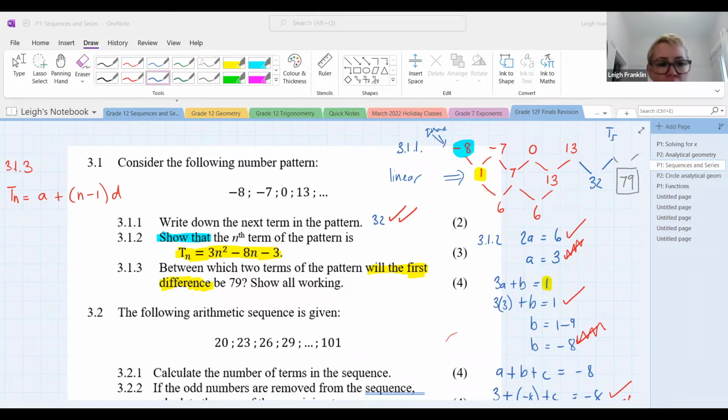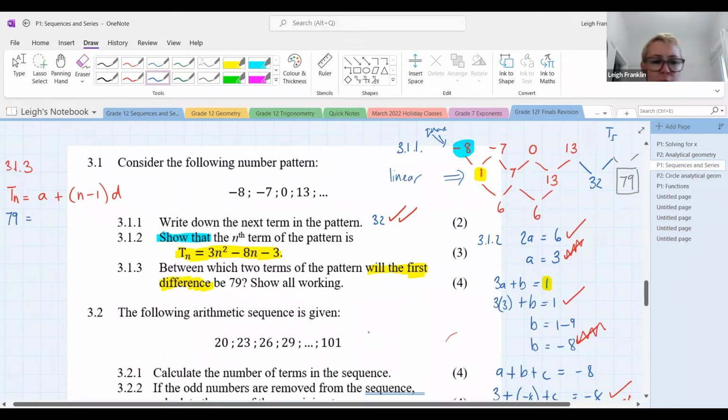All right. So we have decided that this 79 has to be a Tn, which it certainly is. So if they say to us between which two terms, what letter are they implying we need to solve for? What do they want from us? Do they want A or N or D? What do you guys think? They want N, quite right.